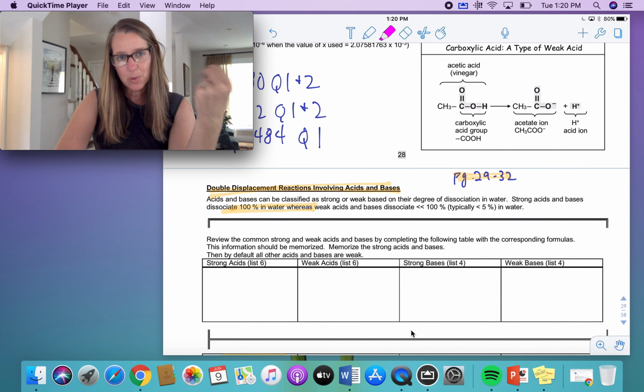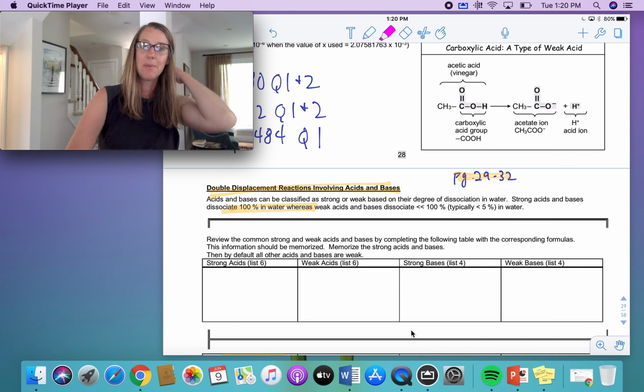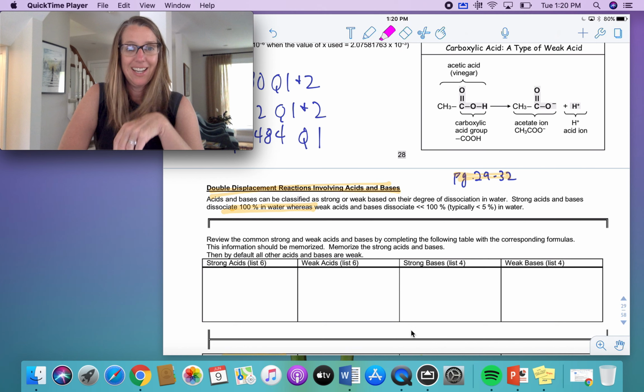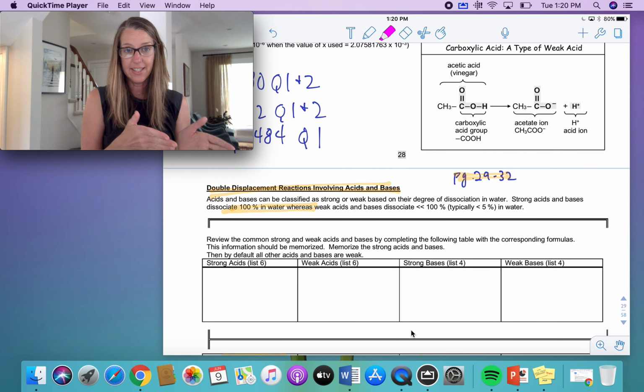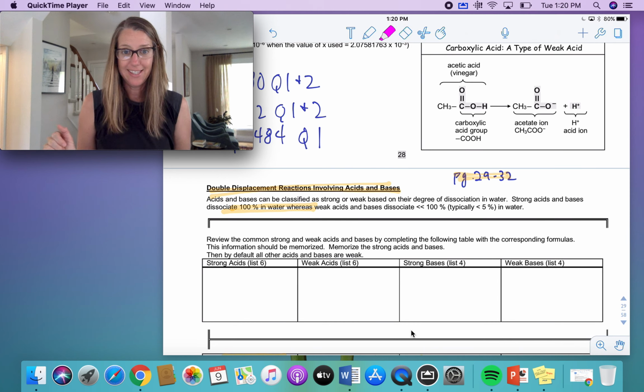Do you remember when we did our ionic equations and our net ionic equations back at the beginning of the unit? I want you to go back and have a look at that again if you need to refresh how you draw your ionic and your net ionic equation, because that comes right into this lesson here.